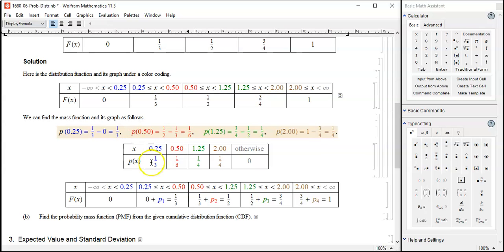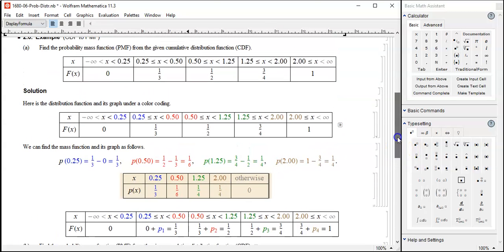We subtract, and that's a probability mass. And that's the mass function. Actually, I apologize. I overemphasized the probabilities down here and neglected this x part.